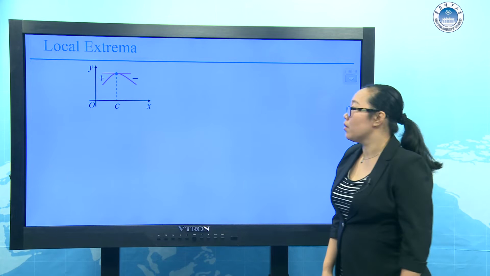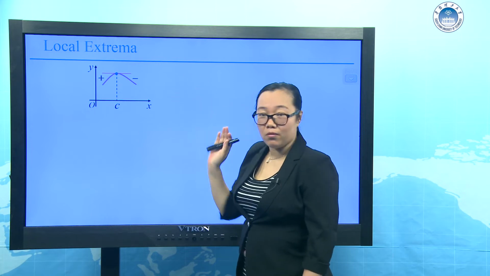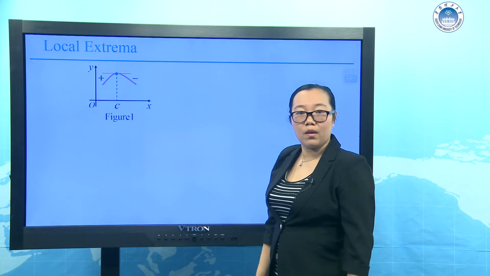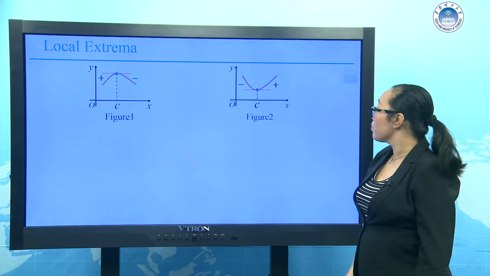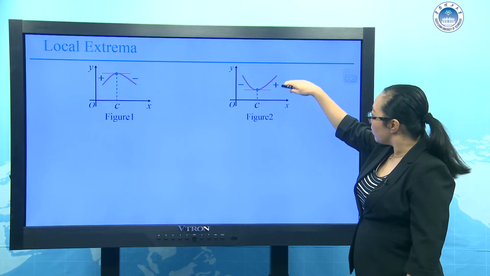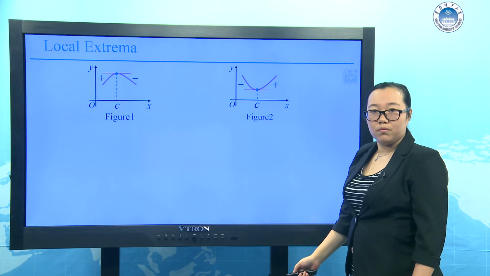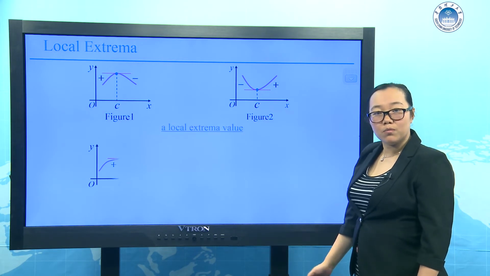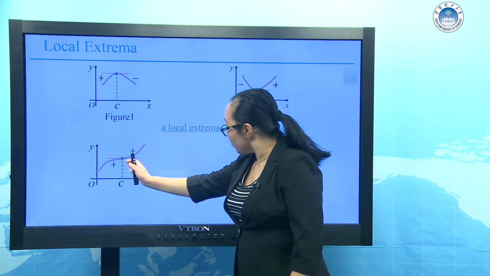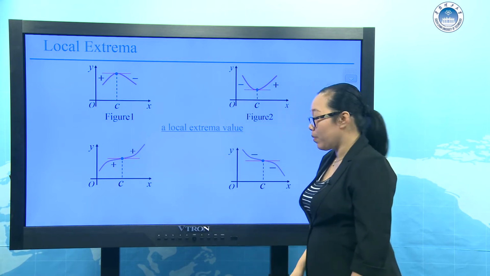Now look at the figure. From a to c positive, from c to b negative: at this time it is our local maximum value. Correspondingly, look at figure 2. From a to c negative sign, from c to b positive sign: at this time it is our local minimum. Otherwise, if they have the same signs, positive sign, it is not a local extreme value.